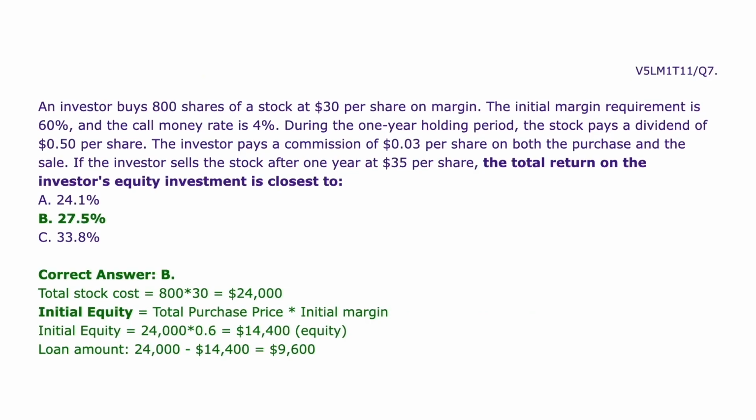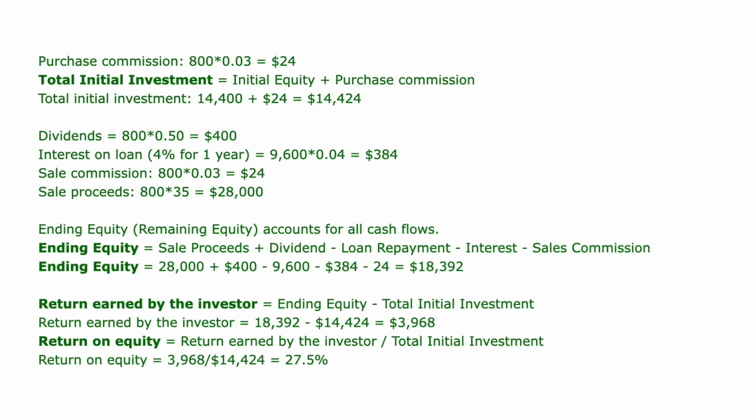Return is on the total cash the investor put in at the start. That is equity plus purchase commission. Commissions reduce profit on both buy and sell.